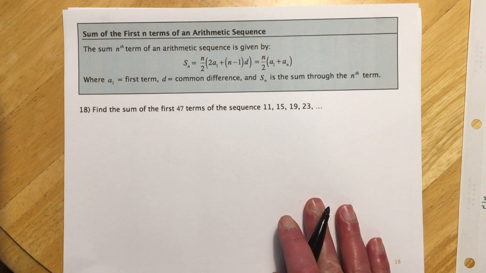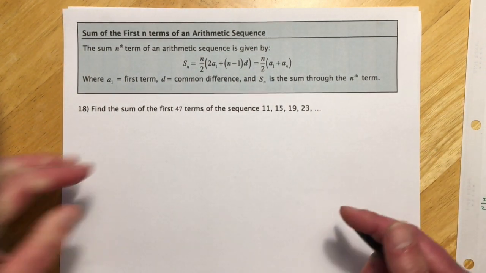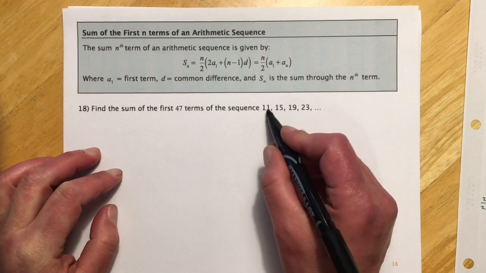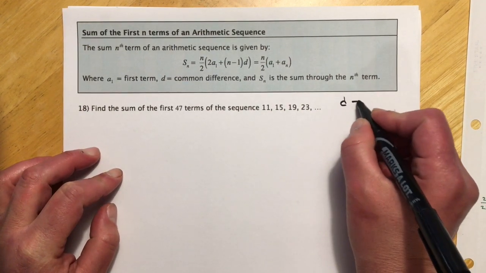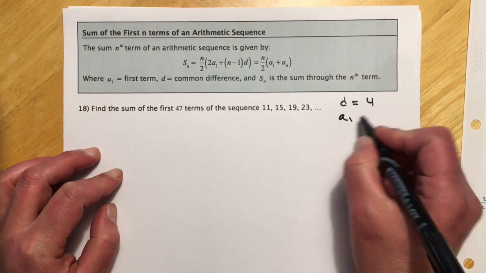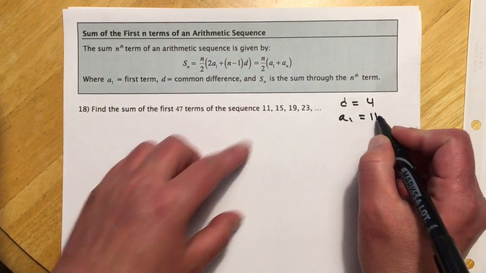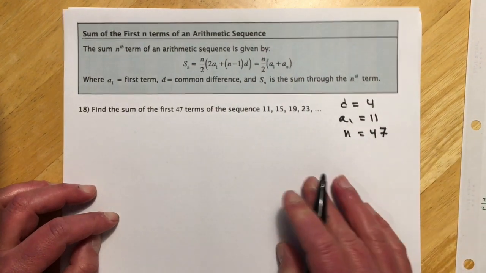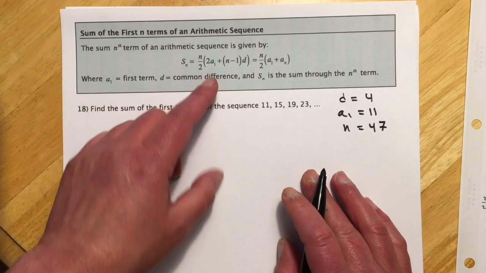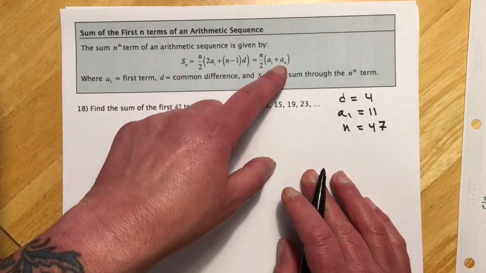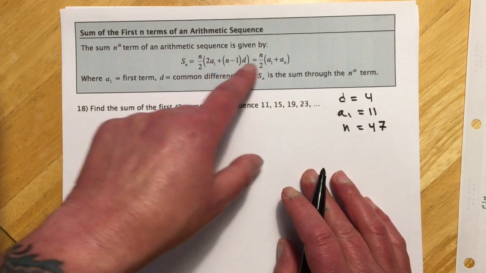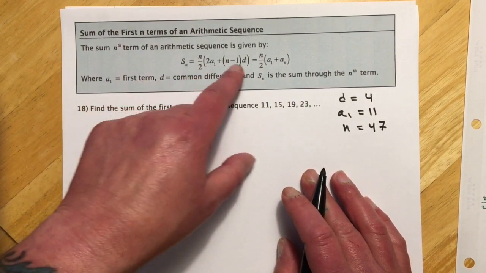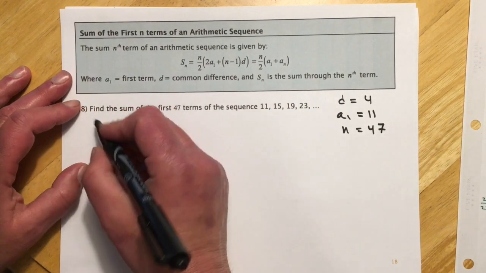So this one goes, find the sum of the first 47 terms of the sequence, and it's arithmetic because the common difference is 4, and a sub 1 is 11, and we know n is 47. And so we look at our two versions of the sum formula. We don't know the 47th term. We could, but we do know all this stuff. We know n, we know a sub 1, we know d. So we'll just use this version.